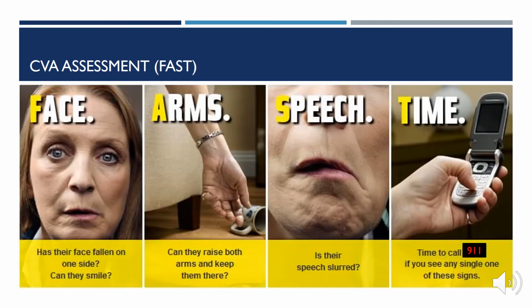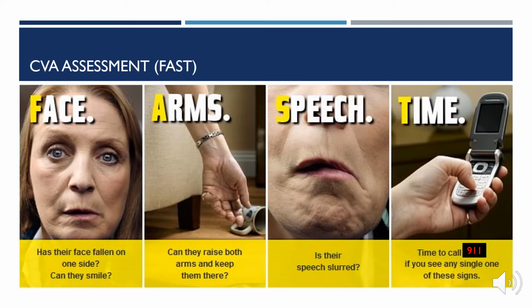FAST is the new assessment tool that they're using for the media to make it easy to remember. F is for face. So are they having facial drooping? Can they smile? Do they have a droop on one side? Arms. Can they raise both arms and keep them there? That assesses their motor function. Speech. Are they having slurred speech?